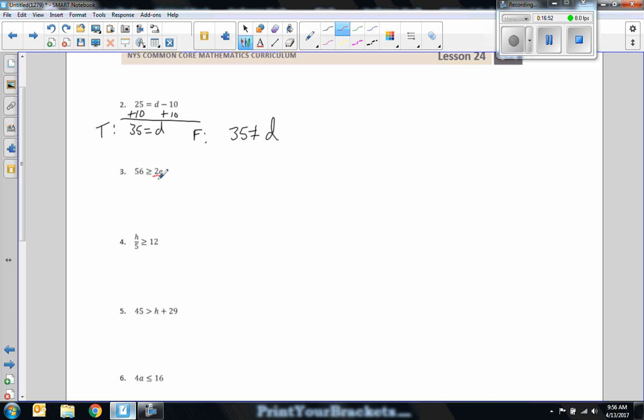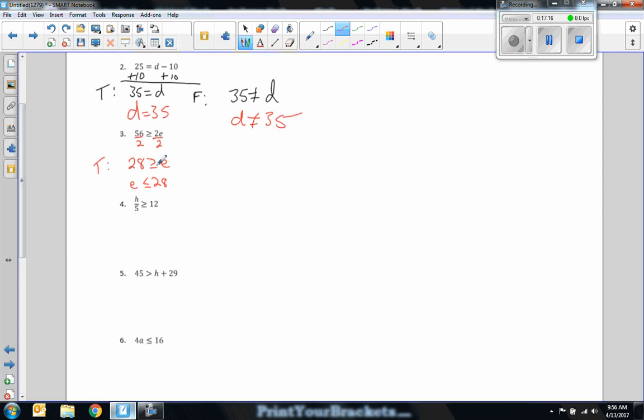3. Multiplication's inverse is division, so we're dividing. 56 divided by 2 is 28. It's greater than or equal to e. That's when it's true. I could rewrite this like this. If you want, you should get in the habit of putting the variable on the left. So when I do that with inequalities, make sure the sign still opens towards the 28, so this gets reversed. So e is less than or equal to 28 makes it true. What makes that false is when e is greater than 28. Don't use an equal sign twice. It can't be true and false when they're equal.